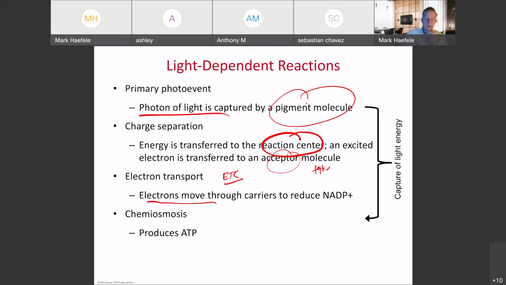And this is going to be what drives this electron transport chain, what drives the energetics associated with, in this case, the production of NADP+. So some of those electrons will actually dump onto NADP+, right? So that's one piece of a similar story that we've seen in cellular respiration. In this case, it's kind of a photosynthetic version of it.